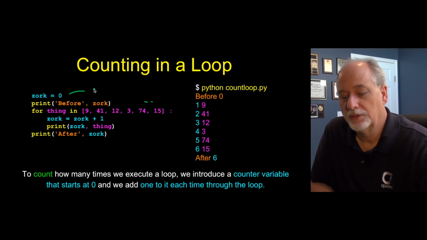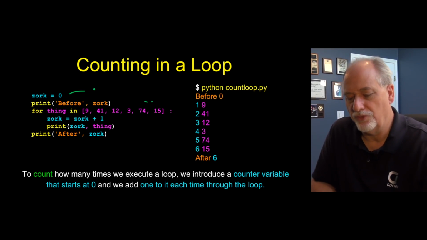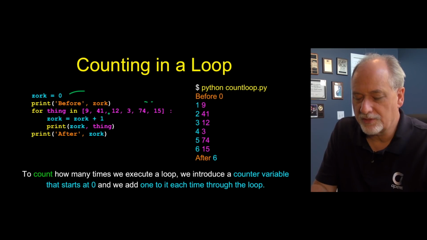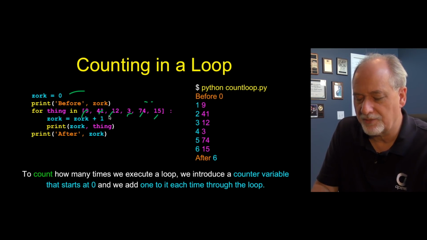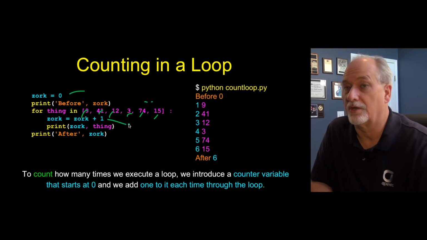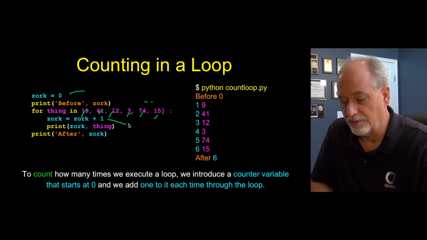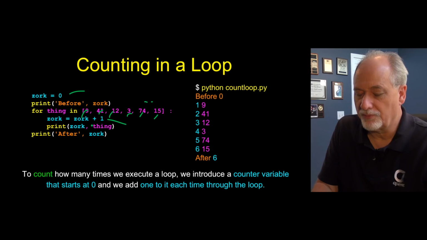You set a variable, Zork, to 0 at the beginning. We often call this variable count, as a mnemonic. And now we're going to run this loop 6 times: 1, 2, 3, 4, 5, 6. And each time through, we're just going to add 1 to Zork. So Zork starts at 0, then it goes 1, 2, 3, 4, 5, 6. And we're going to print it out.